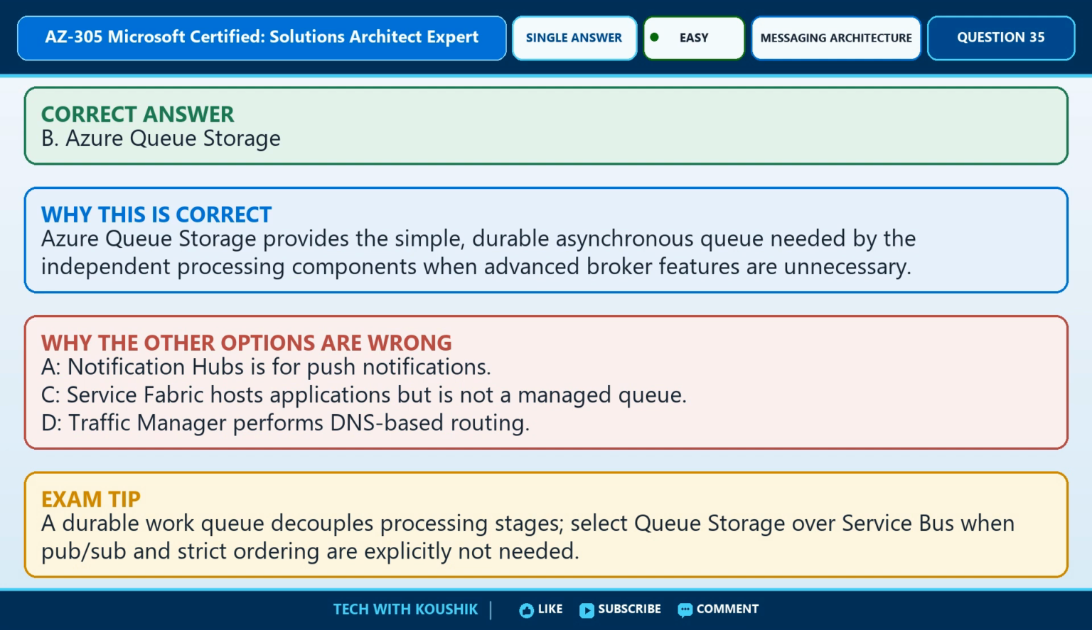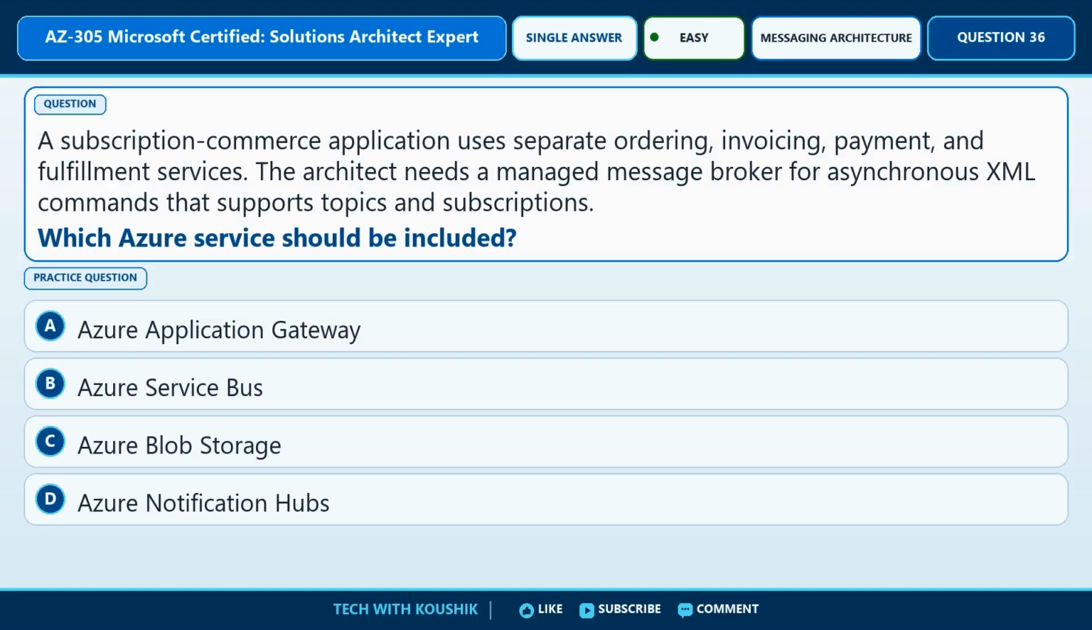A. Notification Hubs is for push notifications. C. Service Fabric hosts applications but is not a managed queue. D. Traffic Manager performs DNS-based routing. A useful examination rule is this. A durable work queue decouples processing stages. Select queue storage over Service Bus when pub/sub and strict ordering are explicitly not needed. Proceed to question number 36.